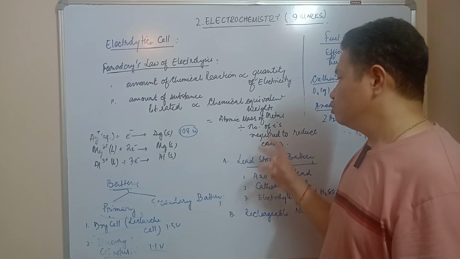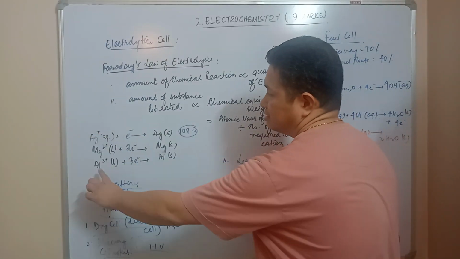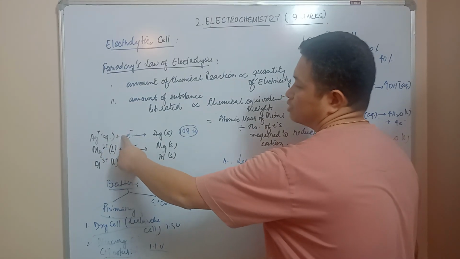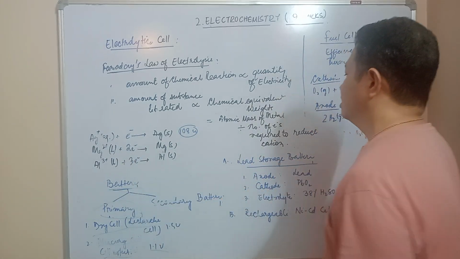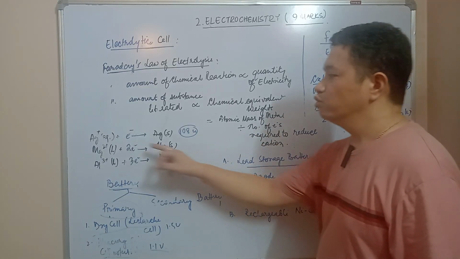Divided by the number of electrons that is required to reduce the cation. So these are cations. How many electrons are required? For silver, only 1 electron is required. For magnesium, 2 electrons are required, and for aluminum, 3 electrons are required. So whatever is the atomic mass of the metal, you divide it by the number of electrons required.